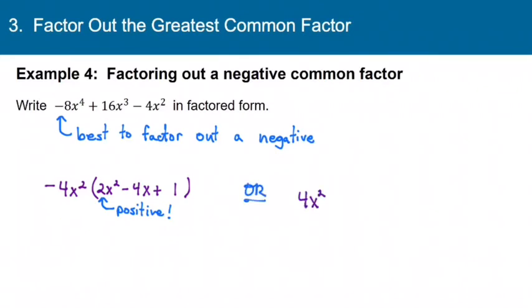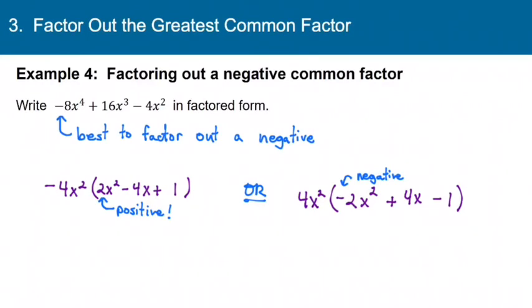So if we thought that the GCF was 4x squared instead of negative 4x squared, then the factoring would have looked like this. And notice here that 4x squared times negative 2x squared gives this negative 8x to the fourth. 4x squared times positive 4x gives this positive 16x to the third. And 4x squared times negative 1 gives this last term. So this works as well, and the only difference here is that inside our parentheses, the first term starts with a negative. Both of these are equivalent to the expression that we started with.